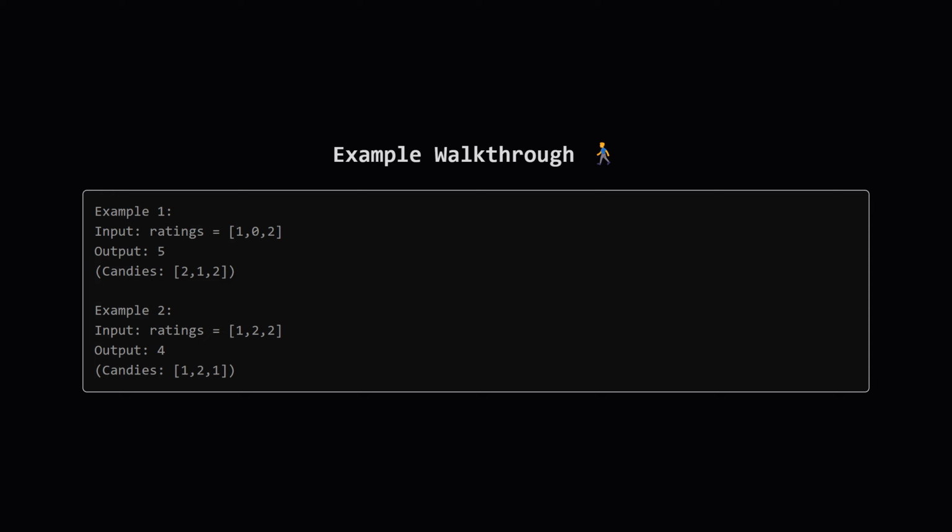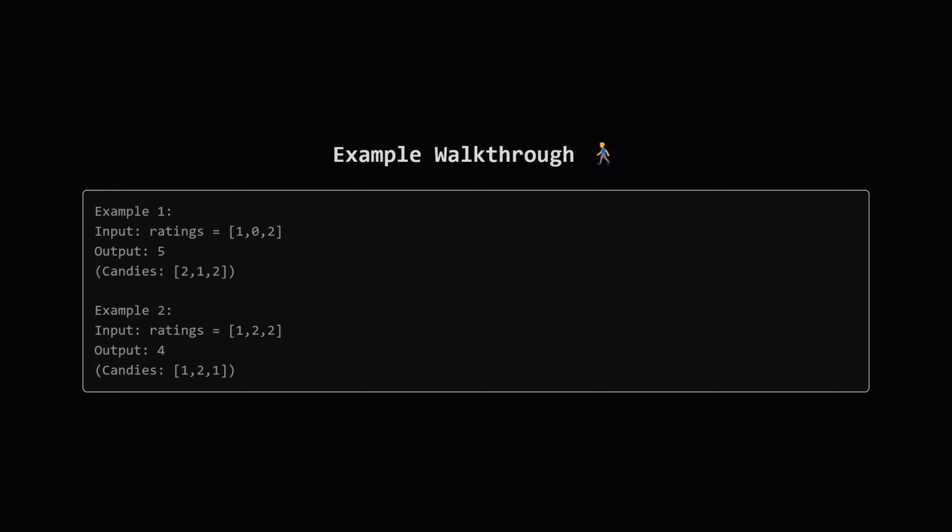Now, the first child has rating 1, second has rating 0. The first child doesn't have a higher rating than the second, and the second child doesn't have a higher rating than the first. The second child has rating 0, and the third child has rating 2. Here, the third child's rating is higher, so the third child must get more candies than the second. If the second child has 1 candy, the third child must get at least 1 plus 1, so 2 candies. Our candies might now look like 1, 1, 2.